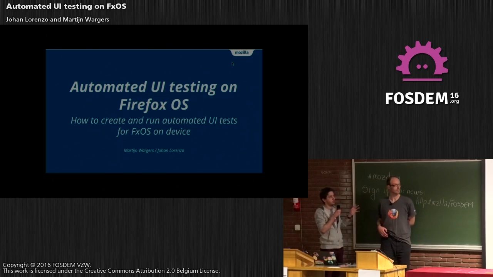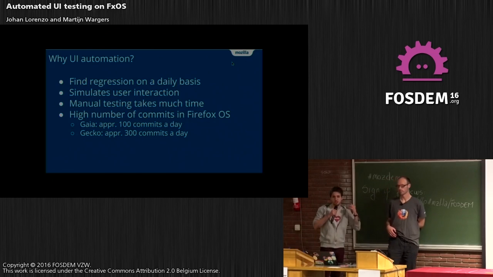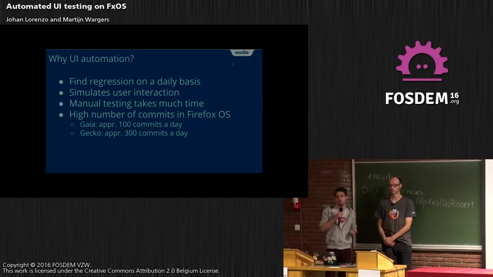So before going further, I'd like to just remind a couple of things about UI automation. End-to-end testing finds regressions on a daily basis. We have builds every day, like the nightly on Firefox desktop. We have it also in Firefox OS. So it helps in finding regressions that happened since yesterday. Like I said just before, it simulates user interactions and helps in reducing the manual testing, mainly for two reasons.